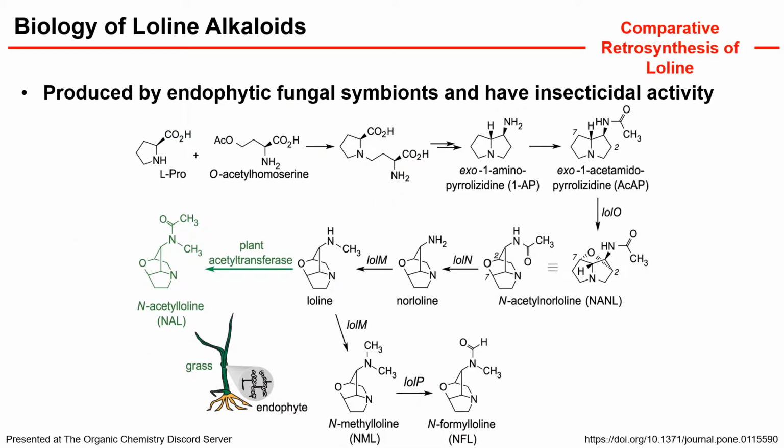So Lolines, honestly, I don't care about their biological activity because it's insecticide stuff. It's produced by a fungus that lives inside the plant, and it starts with what? This is the amino acid proline and some non-standard amino acid. I thought, yeah, here's Loline in this whole sequence.